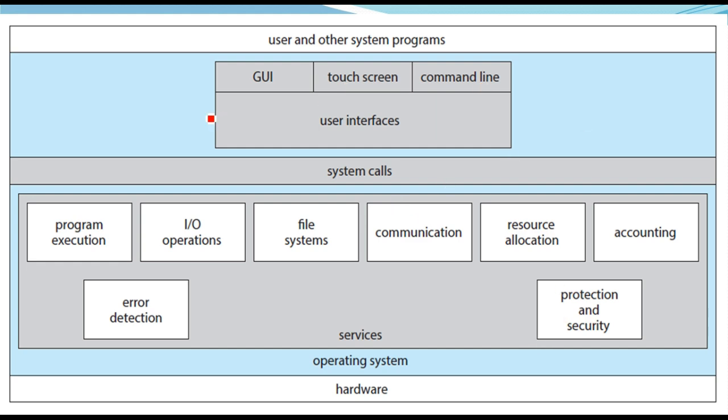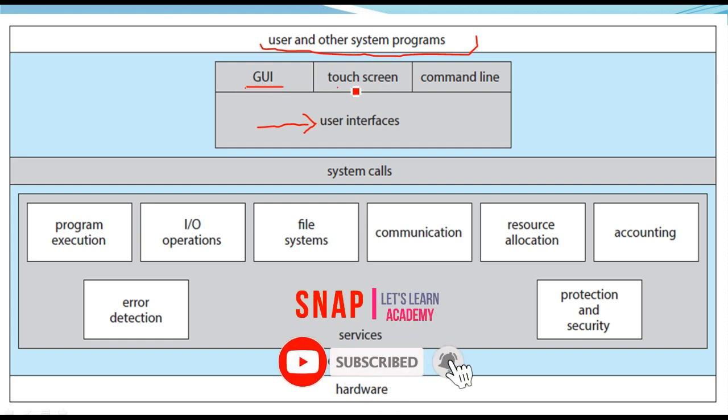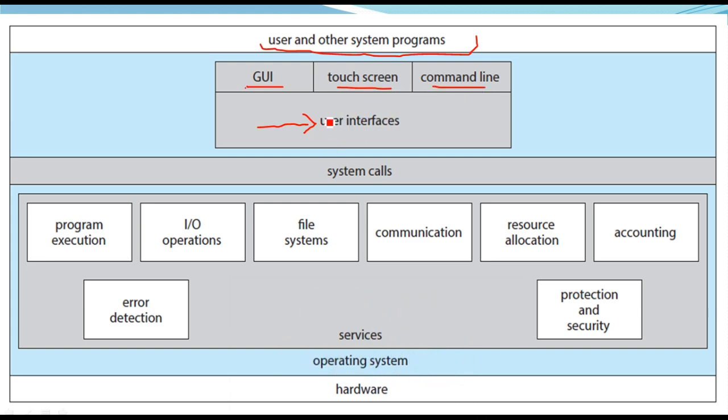At the top you can find the users, and they may interact with the computer with the help of the user interface. The user interfaces are the GUI, graphical user interface, the touch screen interface, and the command line interface. These are the interfaces available for the user to interact with the computer system. At the bottom layer you can find the hardware: IO devices, memory, CPU, all the hardware devices.